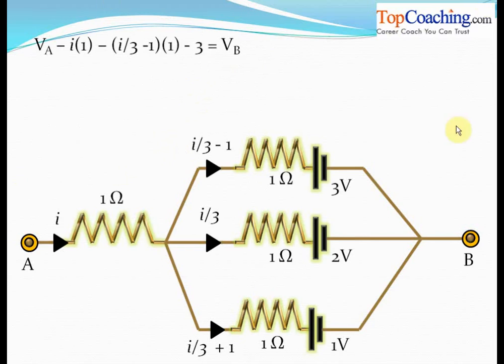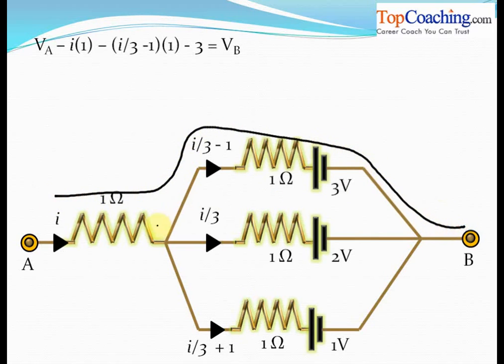We can apply the modified Kirchhoff's law here too. We can say that VA minus I into 1 minus I by 3 minus 1 into 1 here in that resistor on the top minus 3 equal to VB, isn't it? We have basically considered this single line, this one here, and applied the modified Kirchhoff's law. We can similarly apply the modified Kirchhoff's law here along this line.